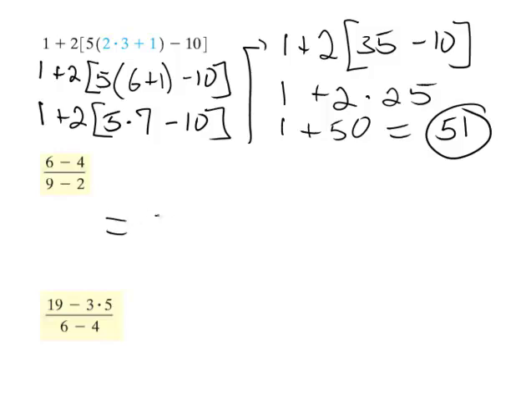Let's try the next problem here. We'll go through it together. I have a fraction bar, so I'm going to take care of the top, and then we'll come back and take care of the bottom. 6 minus 4 is 2, and 9 minus 2 is 7. I can't simplify that, so we're done.